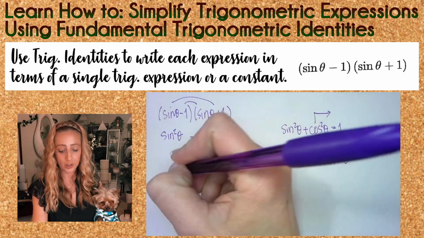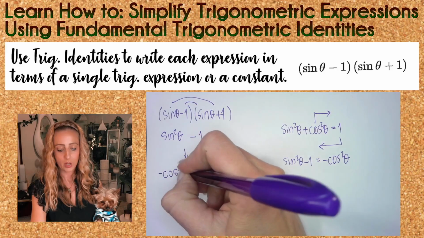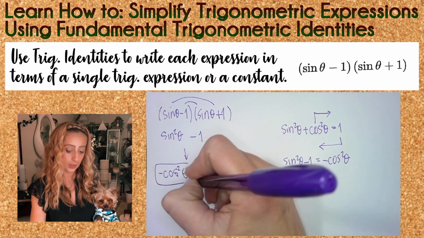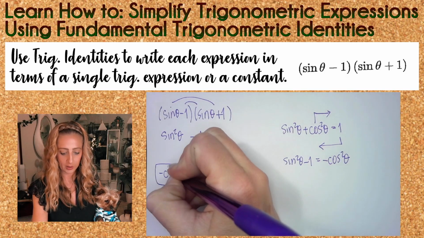So could I really just go right now to negative cosine squared theta? I mean, I think so, right? This is like an earlier type of example. It's kind of a little light.